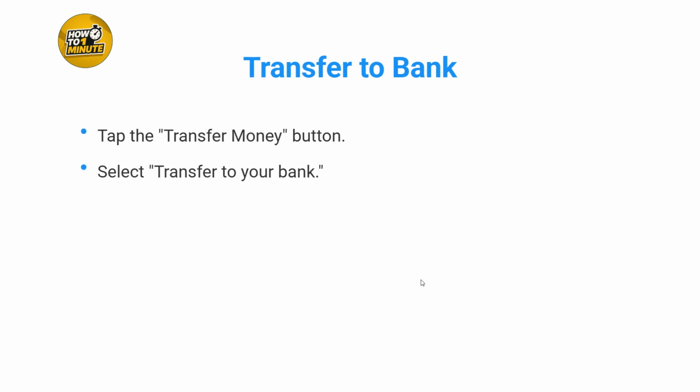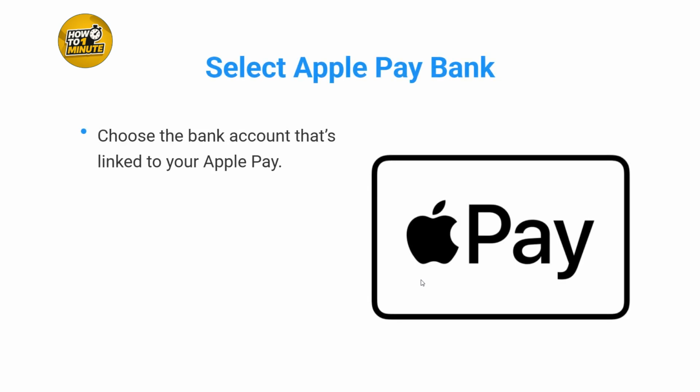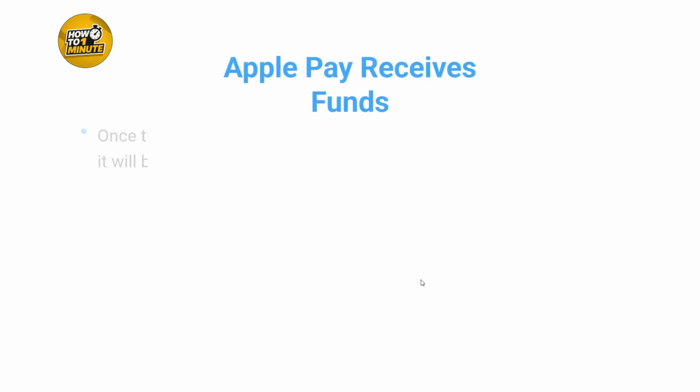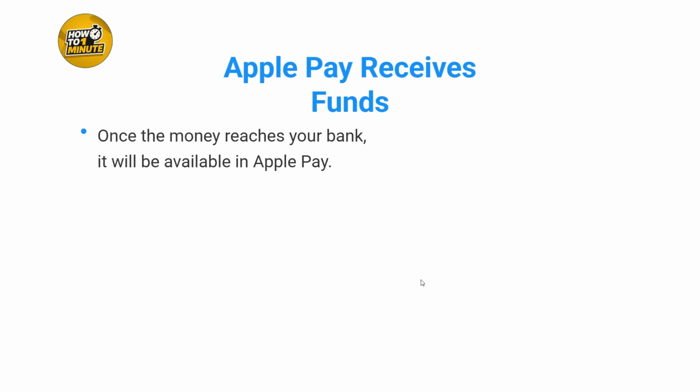Tap the Transfer Money button and choose Transfer to your bank. Select your bank account that's linked to your Apple Pay. Enter the amount you want to transfer and confirm the transaction. Once the money is in your bank account, it will be available in your Apple Pay. And that's it. That's how you can transfer money from PrizePicks to Apple Pay.